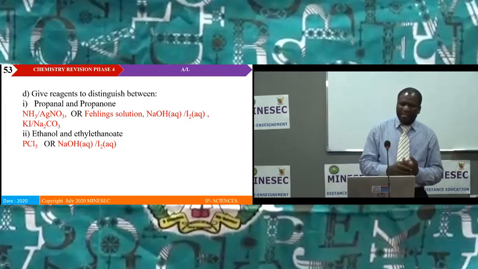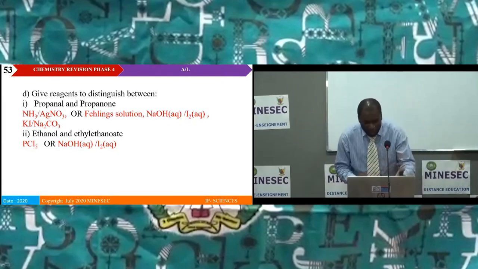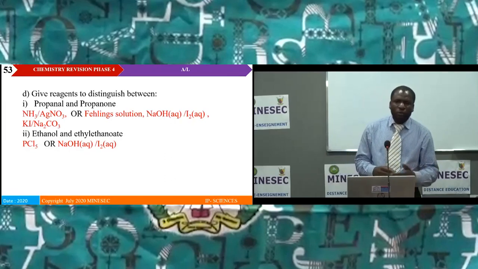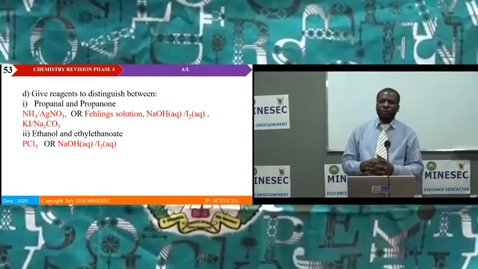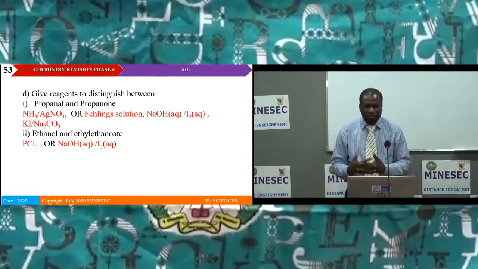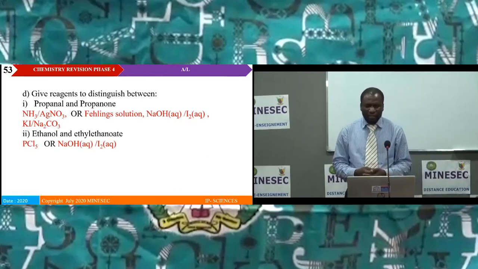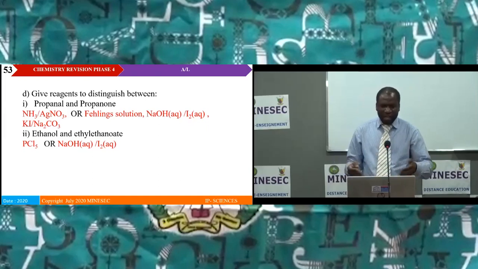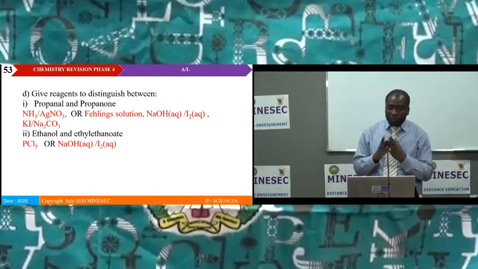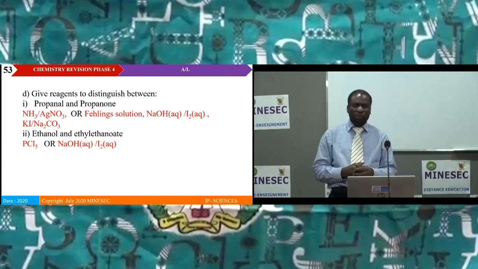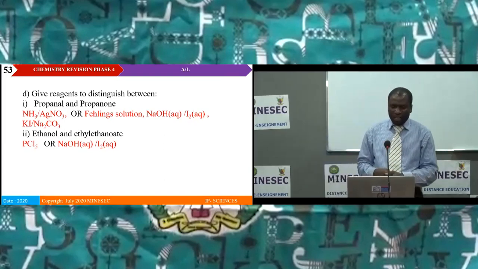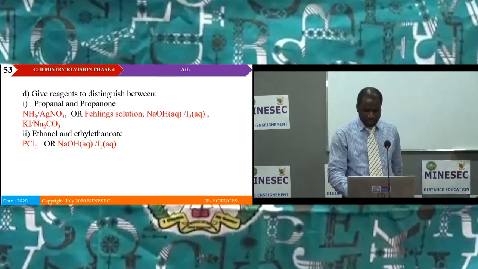Ethanol and ethyl ethanoate. So we can use PCl5. Ethanol will produce misty white fumes of HCl. Ethyl ethanoate will not. Or we use sodium hydroxide and iodine, that is still the iodoform test. Ethanol is the only primary alcohol that will give us a positive iodoform test, whereas ethyl ethanoate will not.